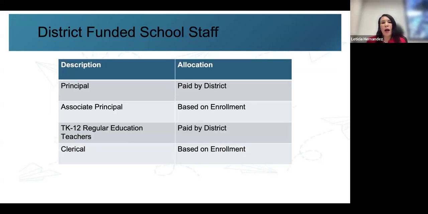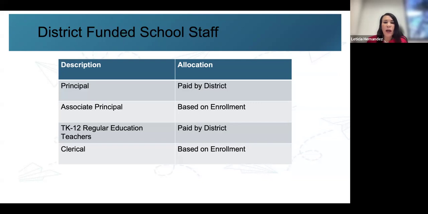So some examples of how there's district funded school staff. So here's some examples, because at times we can think that the employees at our school site are funded by our school plan. Not always. So for example, the principal is paid by the district. That does not come out of your school plan. Now, of course, if you are a charter, one school charter, then at that time, it is run very different. And your whole budget is included with the principal, associate principal, teachers, clerical, all of that.